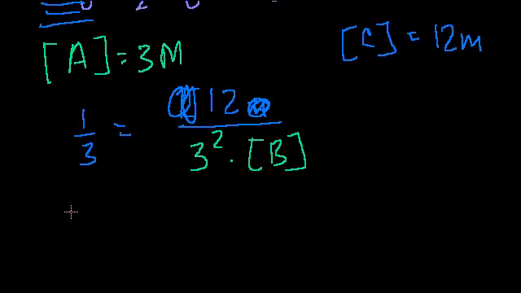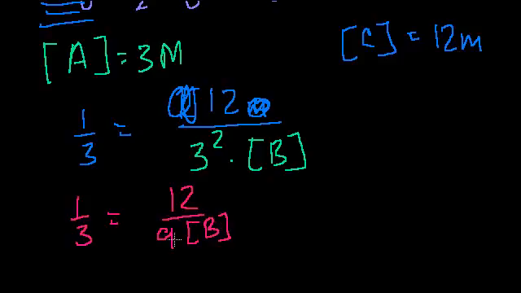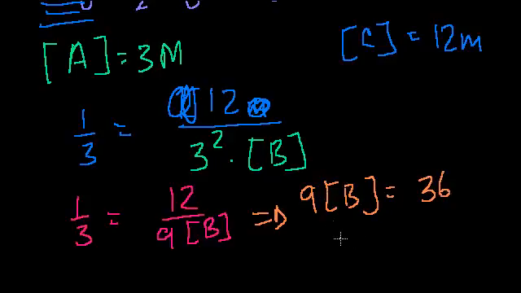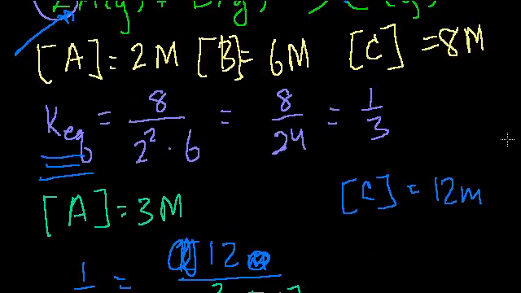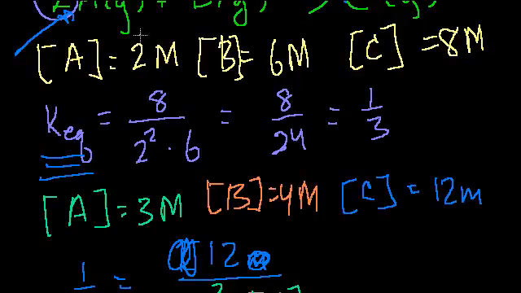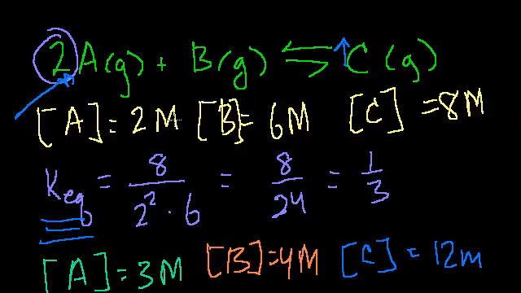So you get 1/3 is equal to 12 over 9B. If we just cross multiply, we get 9 times the concentration of B is equal to 3 times 12, which is 36. And so divide both sides by 9. The new concentration of B is 4 molar. So that makes sense. We added some more A to the reaction. We started with 2 molar of A, 6 molar of B, 8 molar of C. When we added more A, at the end, we added a bunch.